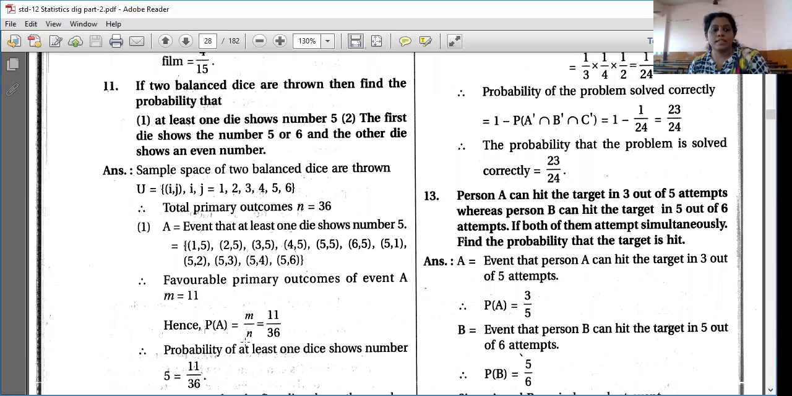11th question. If two balanced dice are thrown, then find the probability that first, at least one die shows number 5. Second, the first die shows number 5 or 6 and the other die shows an even number. So two balanced dice are thrown, so your total outcome will be 36. So first condition is at least one die shows number 5. At least one die, that is, minimum one.